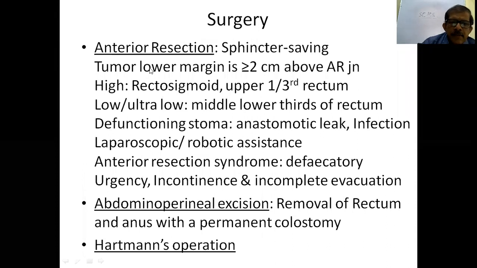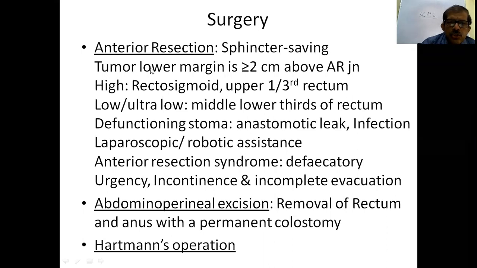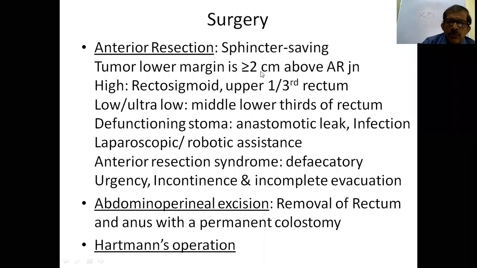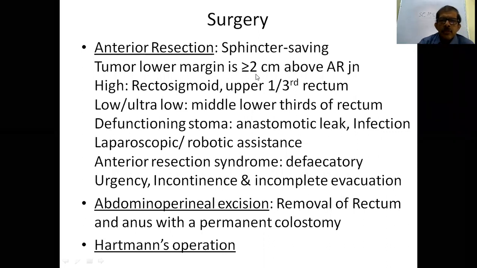So what is the surgery? Anterior resection. What is this anterior resection? It is a sphincter saving surgery where the tumor lower margin is, as already drawn earlier, more than 2 centimeters from the anorectal junction or anorectal ring. And for you to get a good margin, you have to remove minimum 2 centimeters. So total 4 centimeters distance should be there.